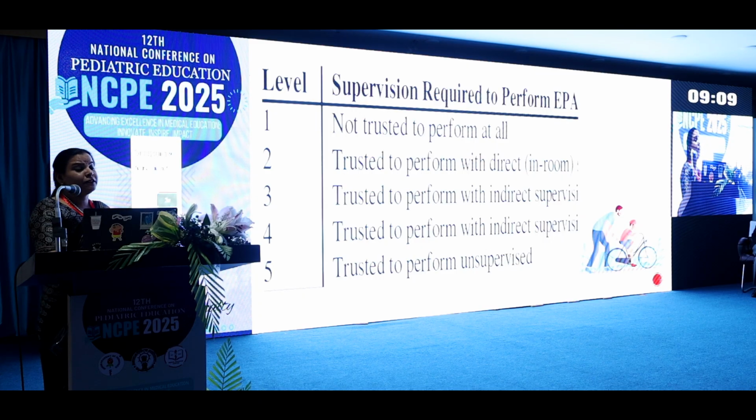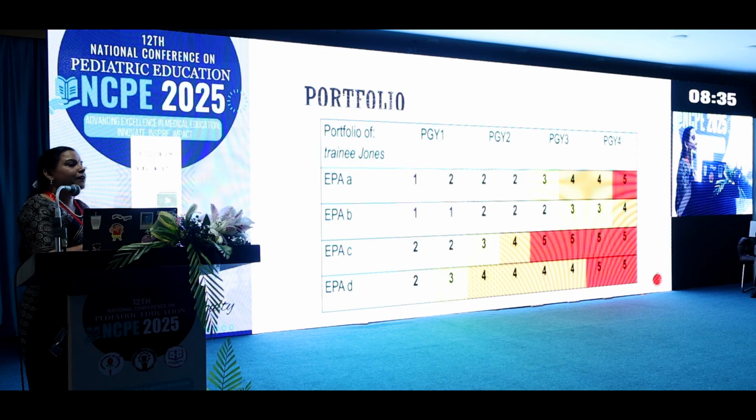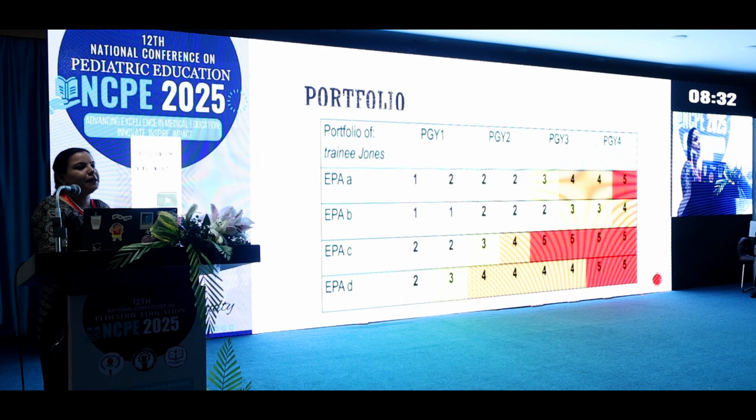Now, when a person is moving from a novice to a proficient or an expert, he moves through these 5 levels. So the first level is not trusted to perform at all. Like when the person is a novice, he cannot be trusted to perform anything. Then he is trusted to perform with direct supervision in the second step, then trusted to perform with indirect supervision. Finally, he moves to a stage of trusted to perform unsupervised. So these are the stages through which a learner passes when he has achieved an EPA or not.